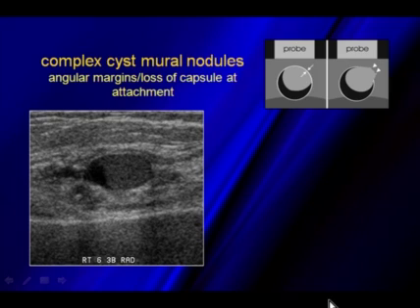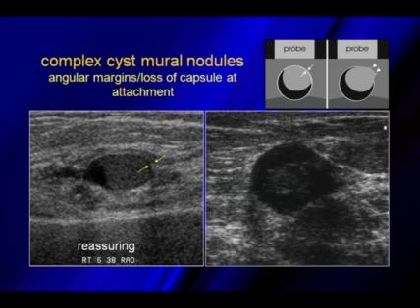Now on these cysts that appear to be half cystic and half solid, what we want to do is look for any type of an angular margin or loss of a capsule where the attachment is of the solid looking portion. So if you notice, we have a nice thin echogenic line completely surrounding this particular lesion. This is reassuring that we're not dealing with a solid lesion inside of here. If we look at this lesion, you can see that there's extension beyond where the imaginary line should be.